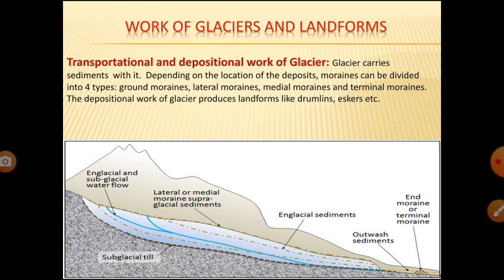Now you can see the depositional work of glacier produces landforms like drumlins and eskers. Children, a drumlin is a low oval mound or small hill, typically one of a group, consisting of compact boulder clay molded by past glacial action, and eskers are a long ridge of gravel or other sediment, typically having a winding course, deposited by melt water.